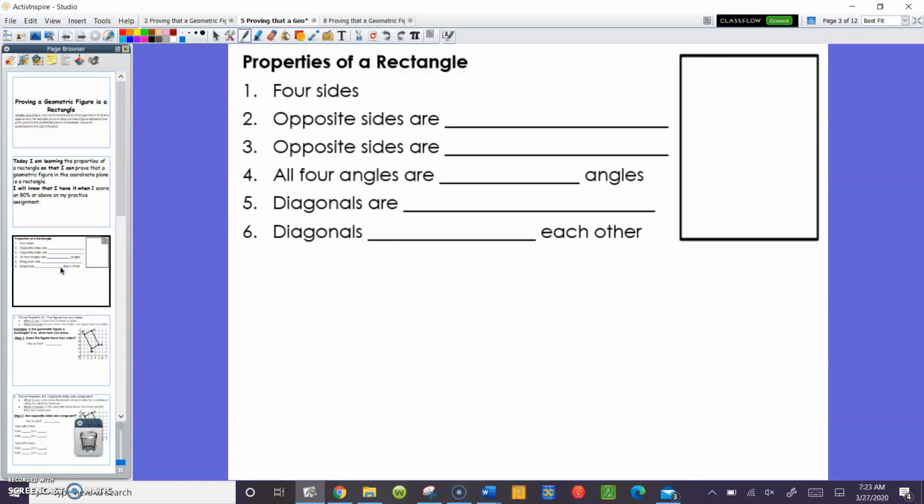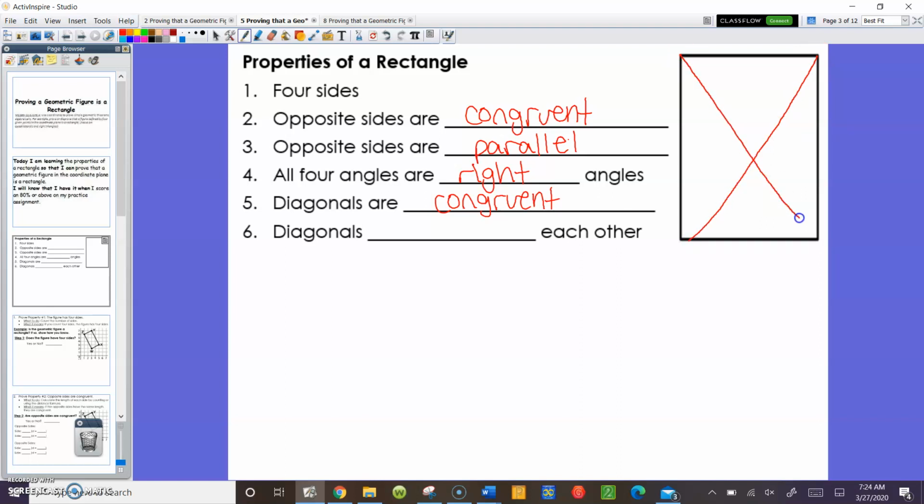The properties of a rectangle are: the figure will have four sides, opposite sides are congruent, and by opposite sides we mean sides that are across from each other. Opposite sides are also parallel. All four angles are right angles. Diagonals are congruent. And we know diagonals are formed by the segment drawn from opposite vertices. And also the diagonals bisect each other. And by bisect, we mean cut in half.